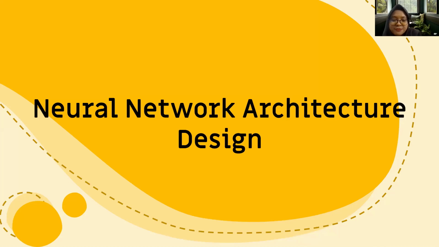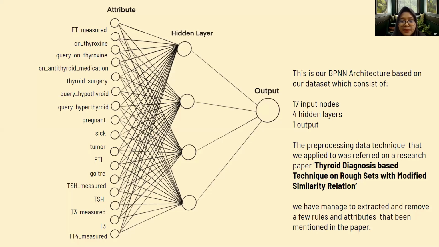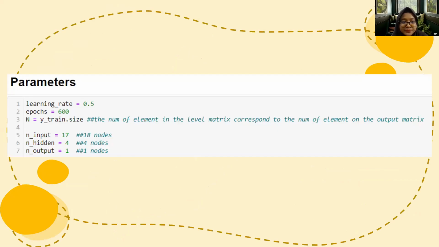Okay, next we proceed to the neural network architecture design. This is our BPNN architecture based on our Hypothyroid dataset, which consists of 17 input nodes, 4 hidden layers, and 1 output. The pre-processing data technique that we applied was referred from the research paper mentioned previously by Putri Nur Shazwani, called Thyroid Diagnosis-Based Technique on Rough Set with Modified Similarity Relations. We have managed to extract and remove a few attributes that were mentioned in the paper, and we apply them into our BPNN architecture algorithm.